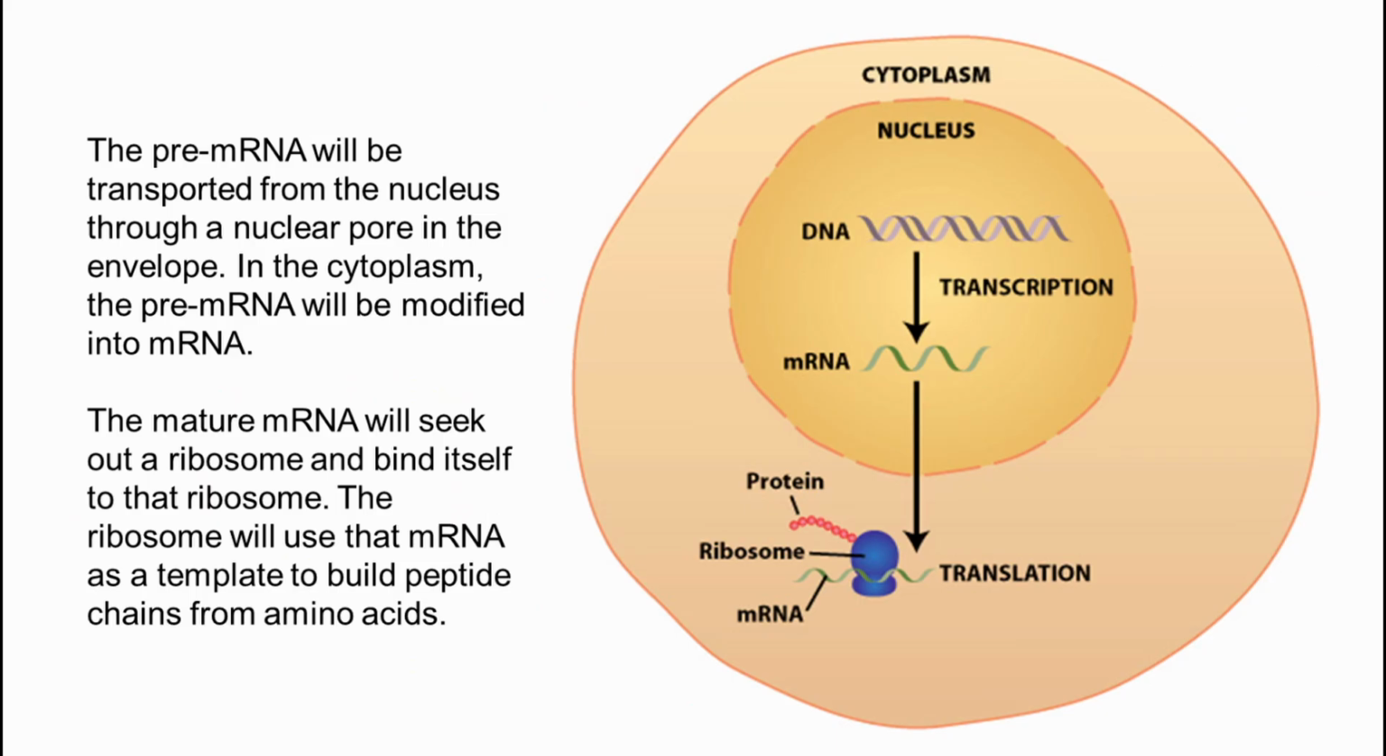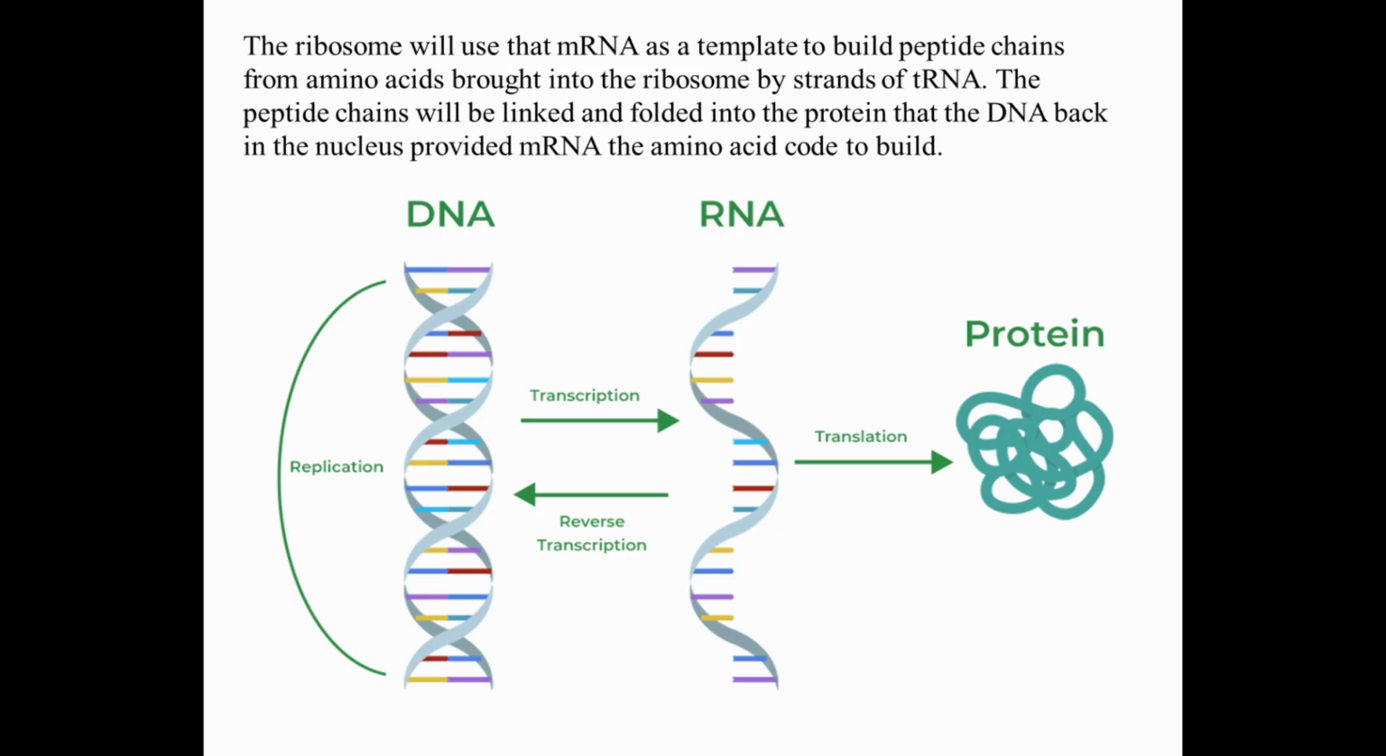In the cytoplasm, the pre-mRNA will be modified into mRNA. The details of the modification will require a lengthy explanation. The mature mRNA will seek out a ribosome and bind itself to that ribosome. The ribosome will use that mRNA as a template to build peptide chains from amino acids brought into the ribosome by strands of tRNA. The peptide chains will be linked and folded into the protein that the DNA back in the nucleus provided mRNA the amino acid code to build.